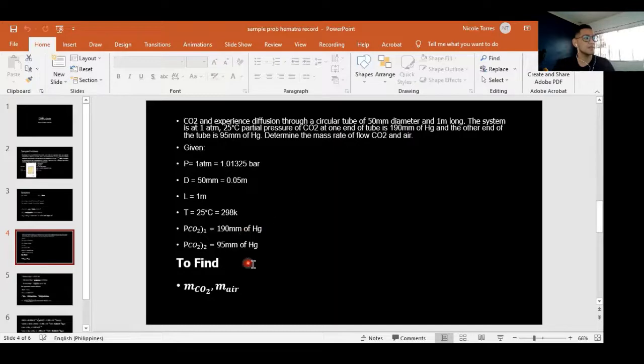The PCO2 at 1 and the PCO2 at 2 are the partial pressures of CO2. Then let us convert them into bar to be quick. We need to find the diffusion coefficient from the equation.